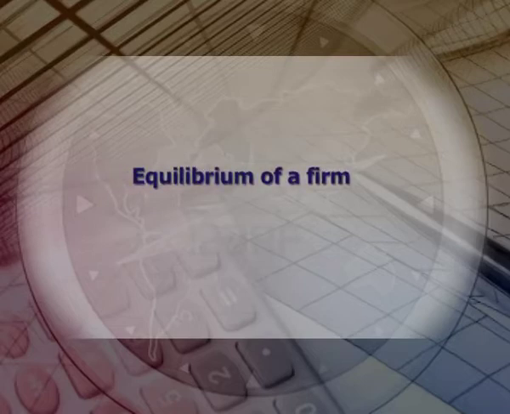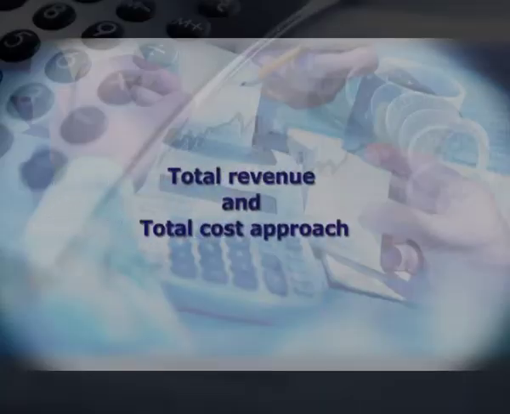Equilibrium of a firm. Equilibrium of a firm is the optimum point. Below it or above it, the firm will either incur losses or will earn less profit. This can be explained with the total revenue and total cost approach. A firm is in equilibrium when it is maximizing its profits, and it will keep on increasing its output if its profits are thereby increasing. And finally, it will fix its level of output at maximum profit. Here profit is the difference between total revenue and total cost.